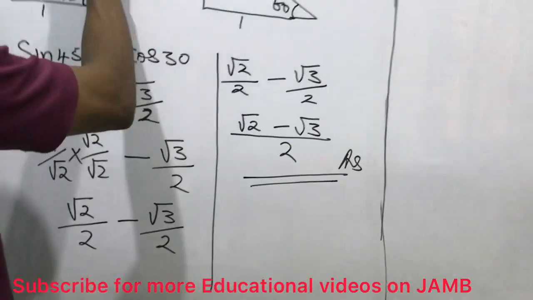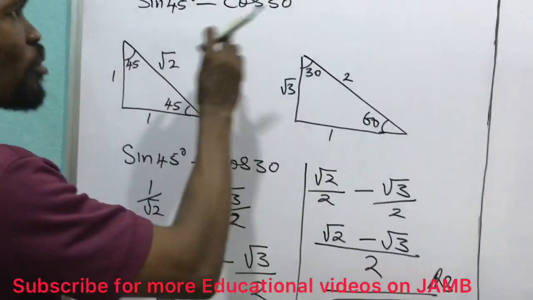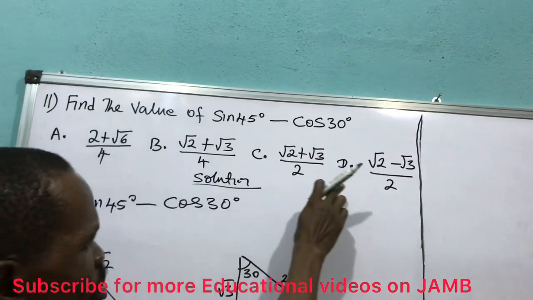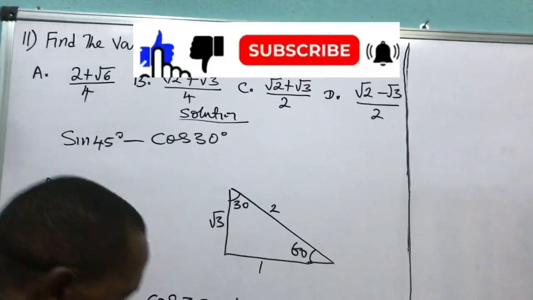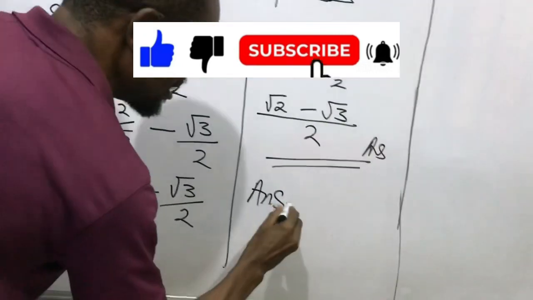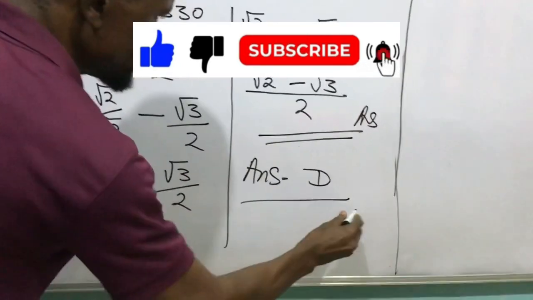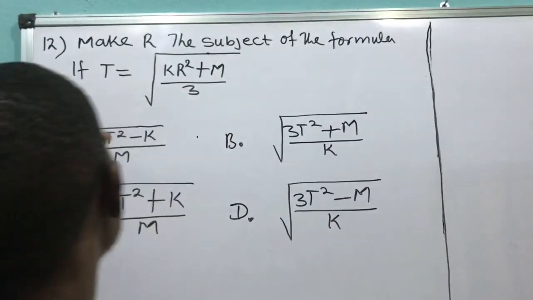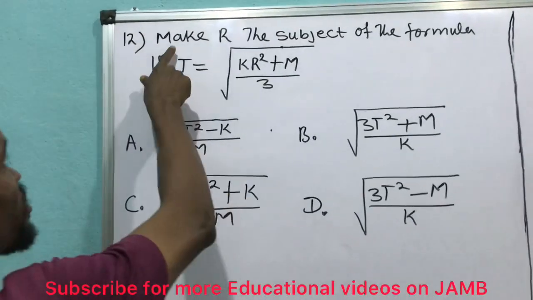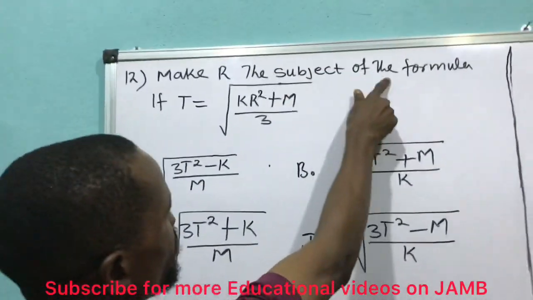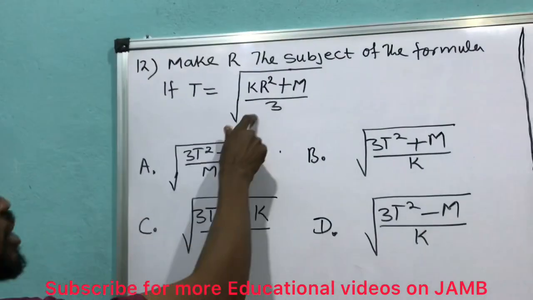That the cos minus this will give me this. Looking at the options there, I go through the options. I found out that my answer is option D, the correct answer. Yeah, this is question number 12. Question number 12 said, make R the subject of the formula if T is equal to this.